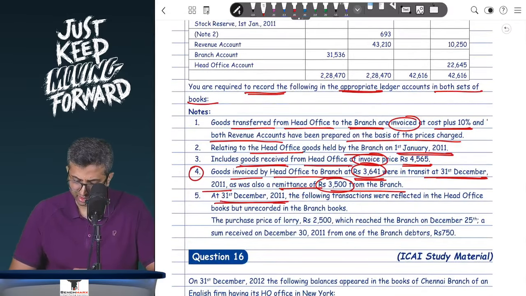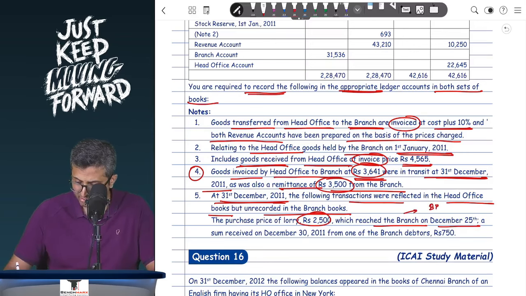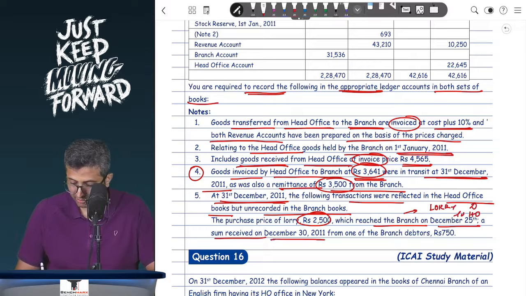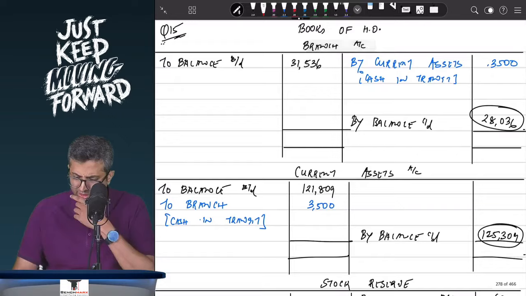at 31st December 11. The following transactions were reflected in the head office books but unrecorded in the branch books. The purchase of lorry of 2500 which reached the branch on December 25th. So this is a branch asset. So in the branch books you will have lorry account debit to HO, and a sum received on 30th December from one of the branch debtors. So debtors will go down, and this will be debited in the HO by 750. So these are the adjustments if you go to see in the books of the HO.